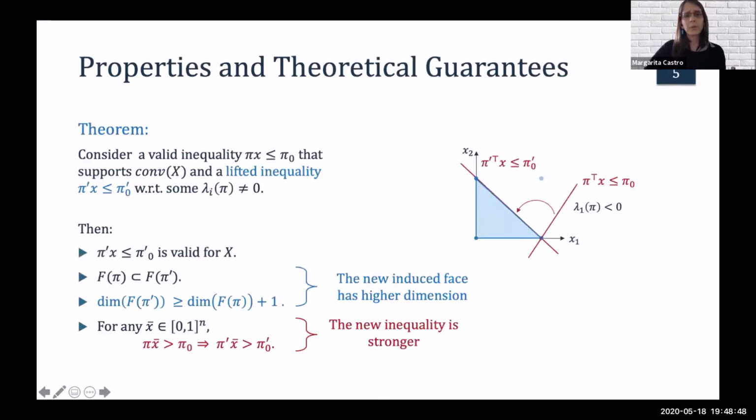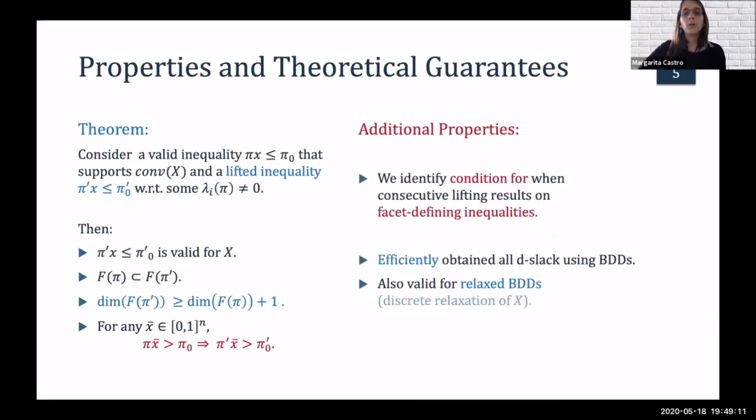In terms of theoretical guarantees, we first showed that the lifted inequality is valid for our problem, that the new induced face has higher dimension than the previous one, and also that the lifted inequality is stronger than the original one. So we don't have to save all of them, we just have to save the lifted one. Also, we identify certain conditions under which, if we apply this procedure iteratively, we can converge to facet defining inequalities.